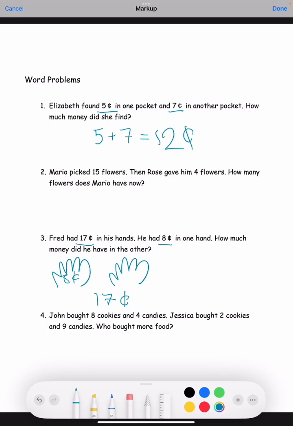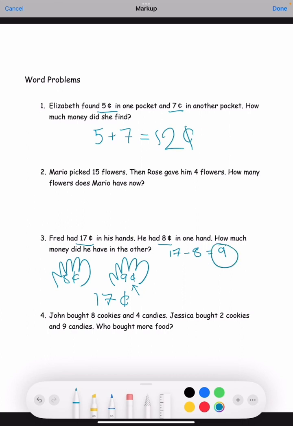We're looking to find how much money was in this other hand. And to find that missing number, you're going to subtract 8 from 17. 17 minus 8 equals 9. So in the other hand, he had 9 cents.